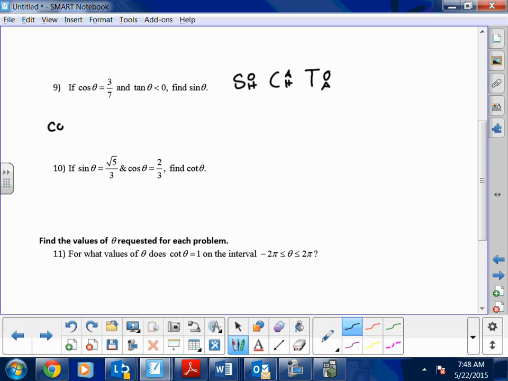I'm given that cosine theta is really adjacent over hypotenuse, which means that this is really 3 over 7. Now this is going to fit in the unit circle, but it needs to fit in the unit circle when tangent is negative. And there's only a couple of quadrants where it's negative. Tangent is negative, really only in 2 quadrants.